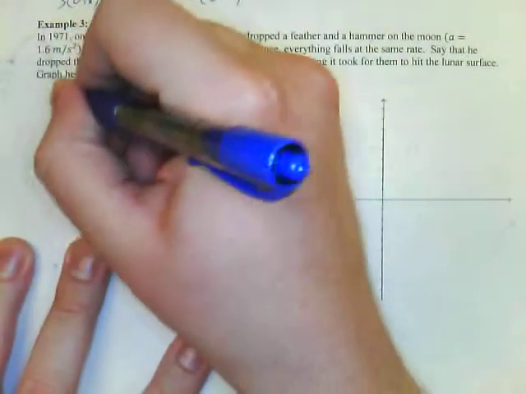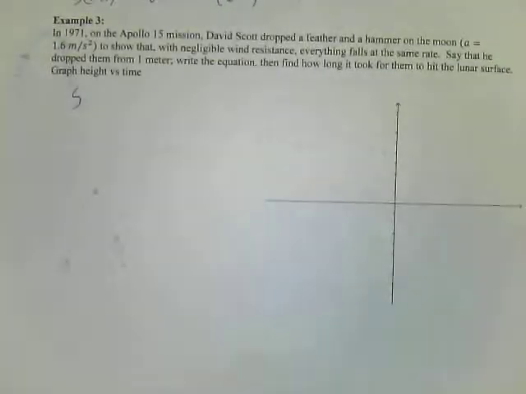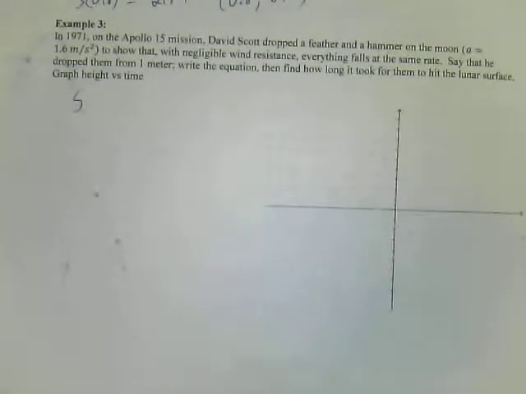So, in 1971, on the Apollo 15 mission, astronaut David Scott dropped a feather and a hammer on the moon to show that with negligible wind resistance, everything falls at the same rate. So if you were on Earth to take a hammer and a feather and drop them, the hammer would hit the ground first because the feather would get caught up in the air and it would kind of float down on the air. But on the moon, there's virtually no atmosphere.